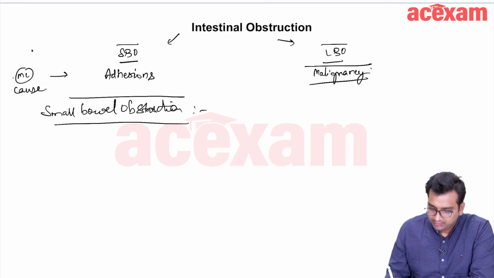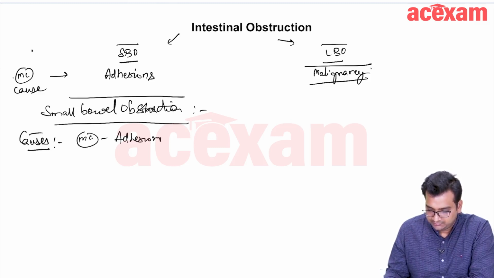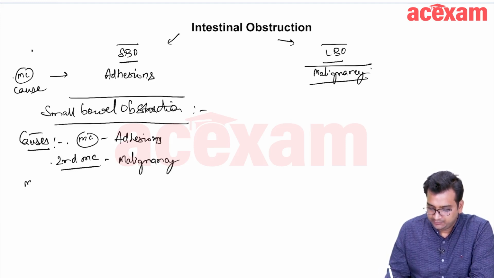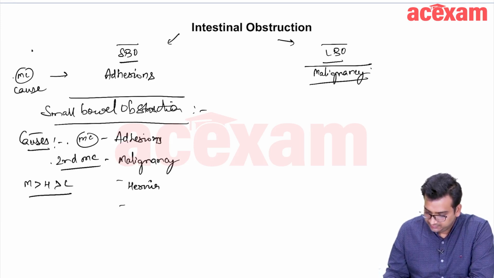Okay, so what are the causes or etiology? The most common is adhesions. The second most common is malignancy. You can remember it with the mnemonic MSC: malignancy, then hernia, and then Crohn's disease.